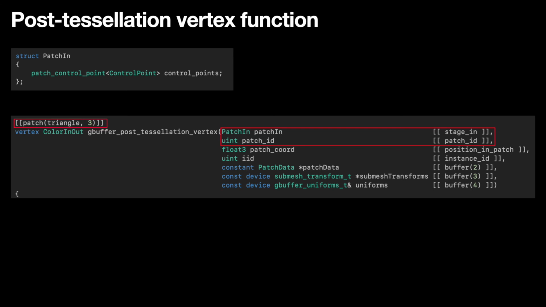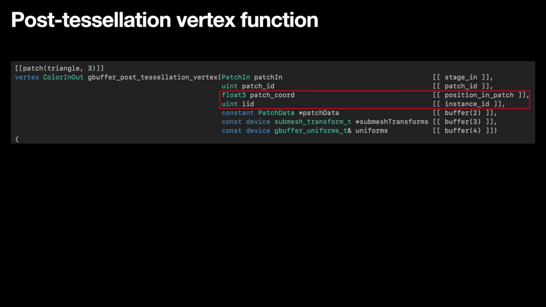Post-tessellation vertex functions are prefixed with a patch attribute. The first attribute parameter indicates the patch type, triangle, while the second parameter is the number of control points per patch. We use 3 control points per patch. The vertex function takes a parameter with a stage in attribute to indicate that we want to fetch control point attributes. Unlike ordinary vertex attributes, control points are specified as the patch control point template type. The next parameter is a patch ID, which identifies the patch structure from the patch data buffer. The patch structure is a set of PN triangle control points.